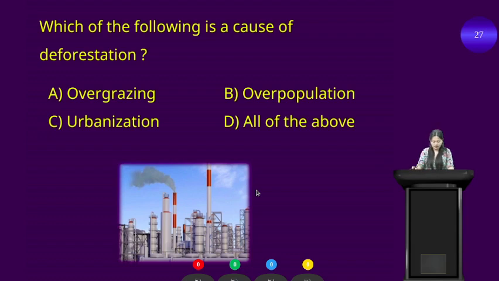Yes, students. Which of the following is a cause of deforestation? Option A is overgrazing. Option B is overpopulation. Option C is urbanization, and option D is all of the above.